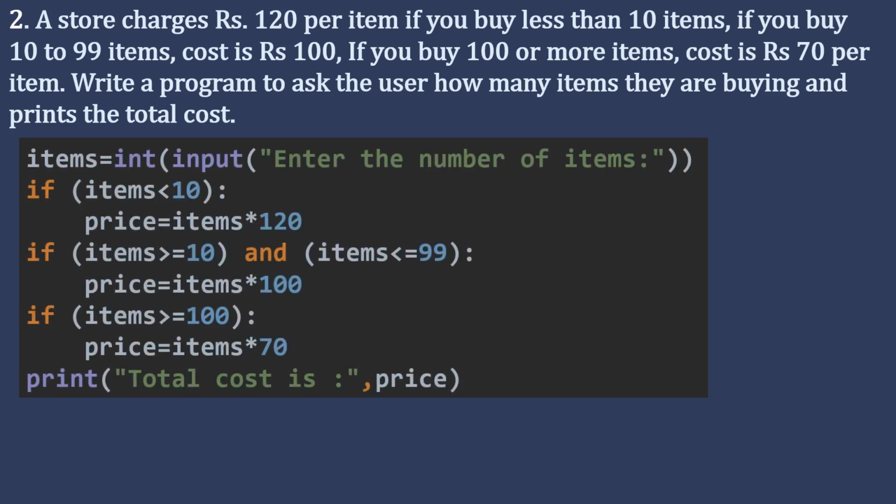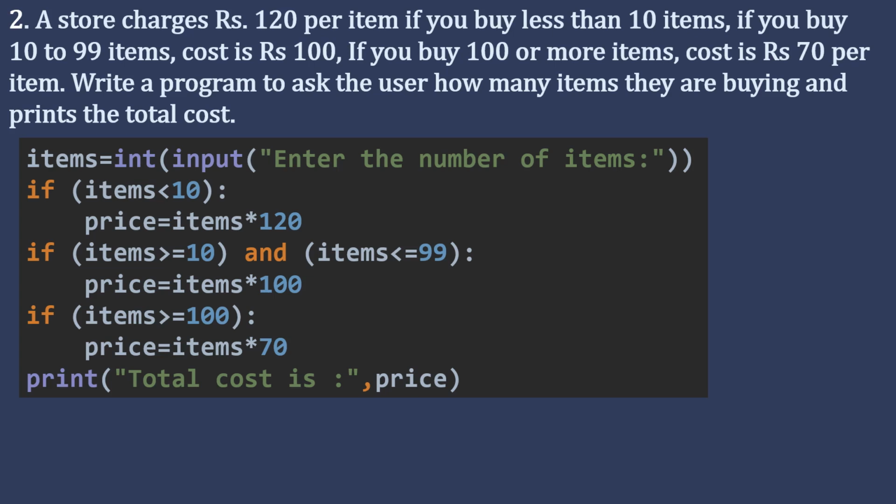In each if you have to give the condition. So first of all, you have to enter the number of items that will be stored in a variable, let's say items. Now, if items is less than 10, then price will be items into 120 as per the condition given in the question. Now, the second if is like this: if items is greater than or equal to 10 and items is less than or equal to 99, then the price will be items into 100. And the third if condition is like this: if items is greater than or equal to 100, then price is equal to items into 70.